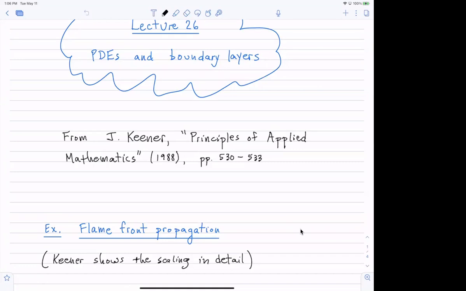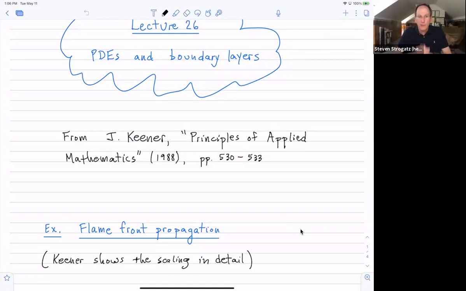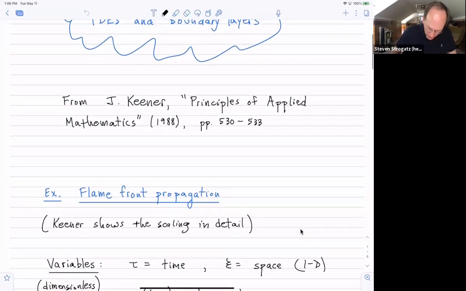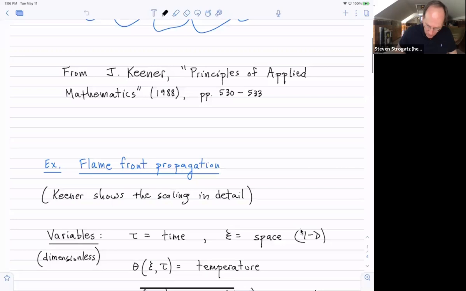All right, but anyway, I'm going to write down some dimensionless equations for this flame front model. In Keener's book, he shows the original dimensional equations and then scales them in detail. So if you're curious about the scaling, you should check out his book. In dimensionless form, the quantities we're going to consider are space and time. That's what's making it a partial differential equation. We've got two independent variables. We're just going to think about a one-dimensional space, so propagation along a line.